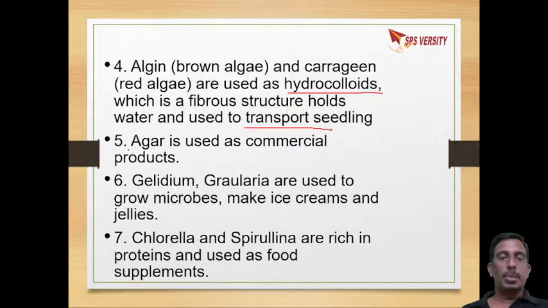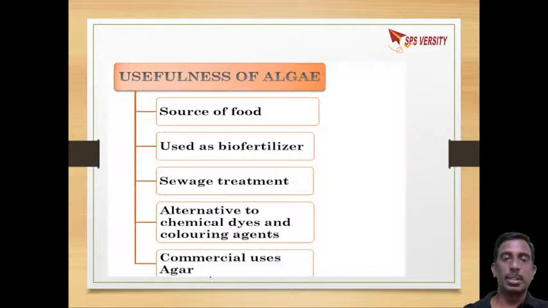Agar is a commercial product which is extracted, and which is used as a medium in tissue culture. Gelidium and Gracilaria extracts are used to make this. Chlorella and Spirulina are rich in proteins, so they are used as food supplements.